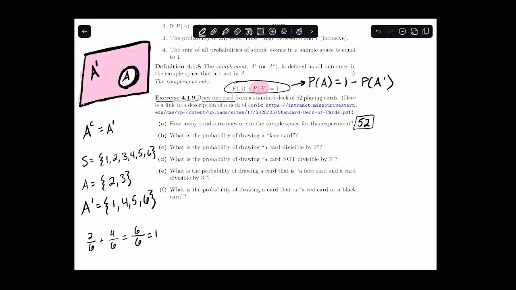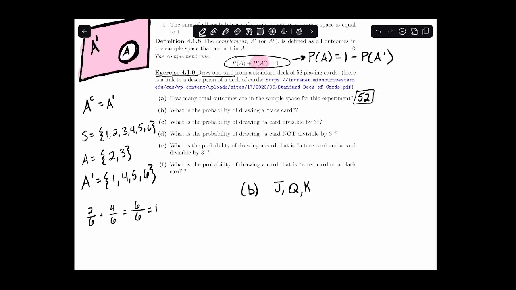So the next part says, what's the probability of drawing a face card? So I'm going to go down to the bottom here, part B. A face card, those are the jacks, queens, and kings. So maybe the first thing to do is figure out how many of those there are. Well, within each suit, there are 3: a jack, queen, and a king. So there are 3 within each suit, and there are 4 suits, so overall there are 12 face cards. So to find the probability of getting a face card, I would do 12 divided by the total number of cards, which is 52.